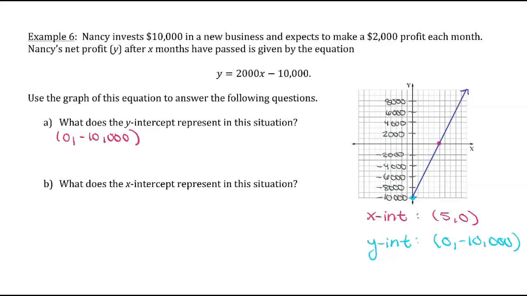Part B here asks, what does the x-intercept represent in this case? That's the point (5, 0). That means that 5 months after she started the business, she's made $0 in profit. Think about that for a little bit. If she started out at negative 10,000 and now 5 months in she's at 0, that means that's her break-even point. She has earned $10,000 in profit to pay back her debt to herself and take care of her initial investment.